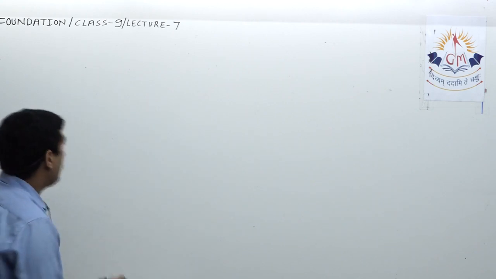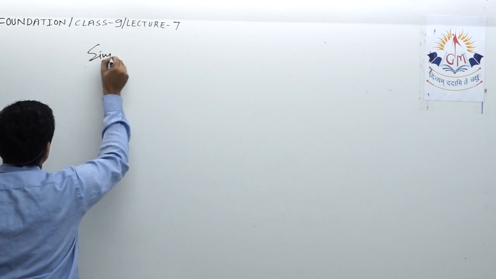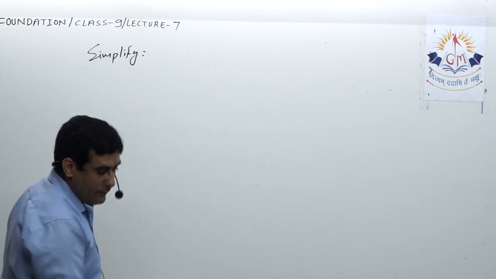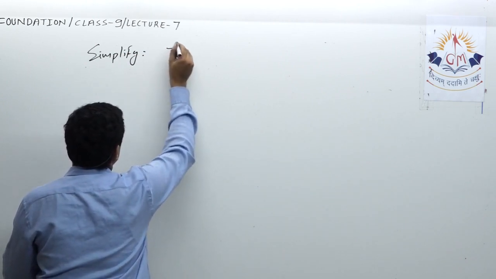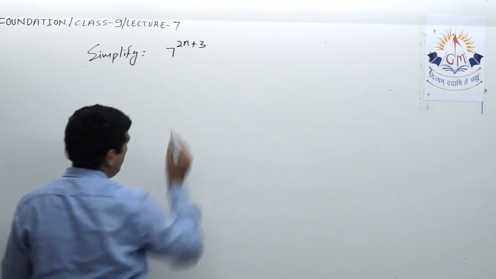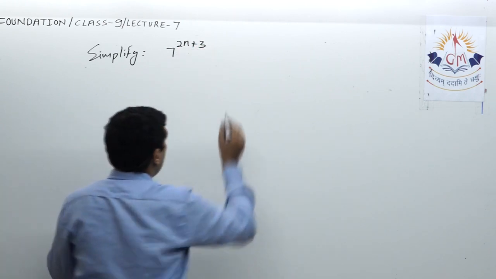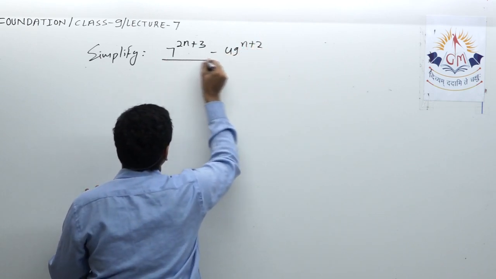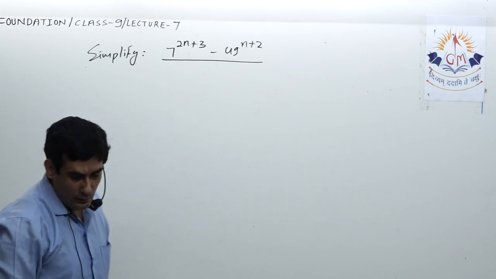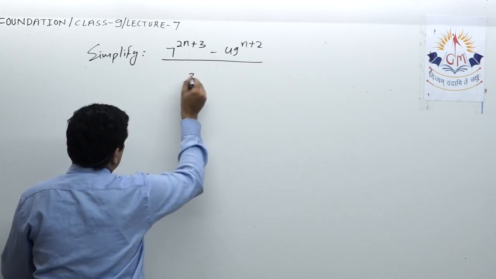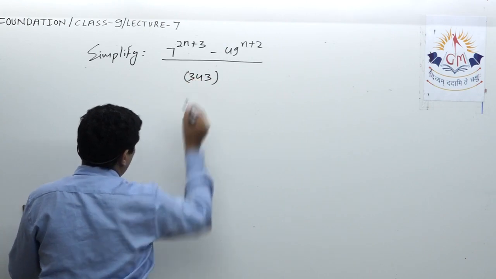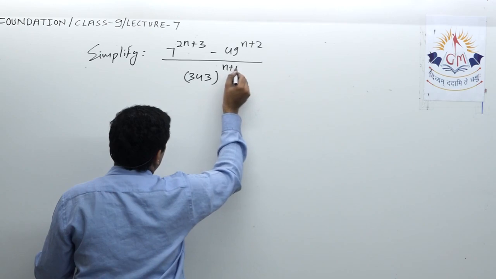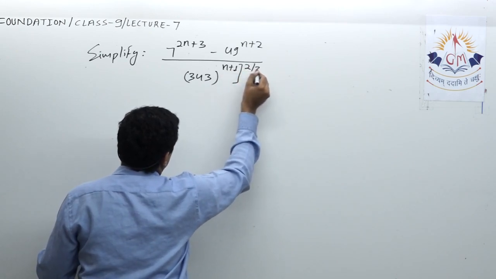Now the next question is again simplify: 7 raised to 2n plus 3, minus 49 raised to n plus 2, upon 343 raised to n plus 1, all raised to 2 by 3.